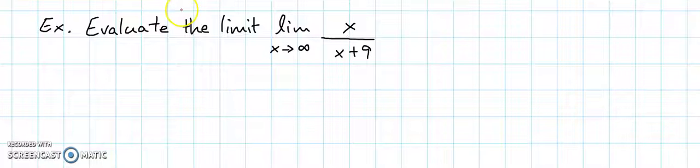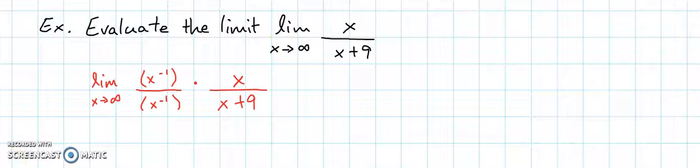Our first example is to evaluate the limit of x over x plus 9 as x approaches infinity. Our first step is to divide the top and bottom by the highest power. In this case, the highest power is x to the power of 1. We can write that as x to the power of negative 1 multiplied by x, and x to the power of negative 1 multiplied by x plus 9.